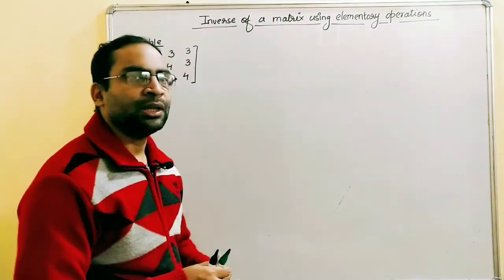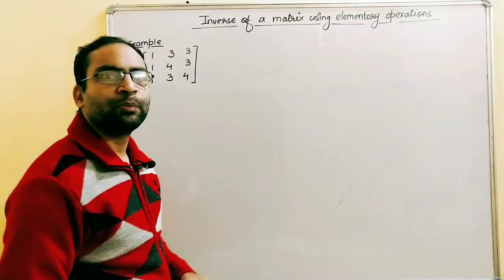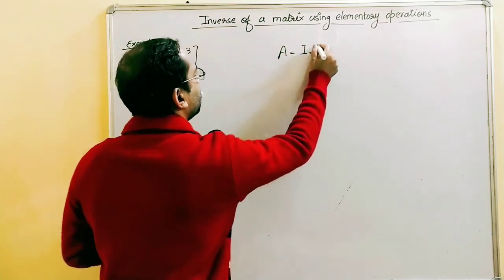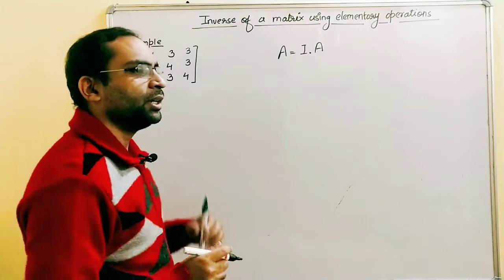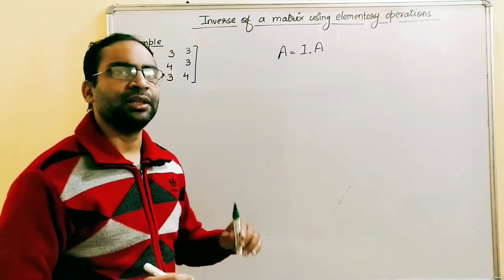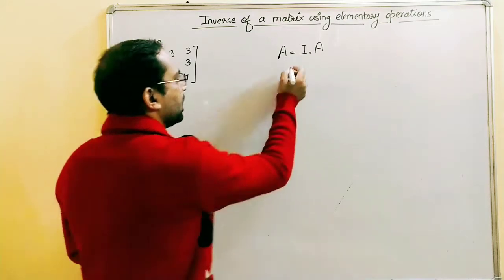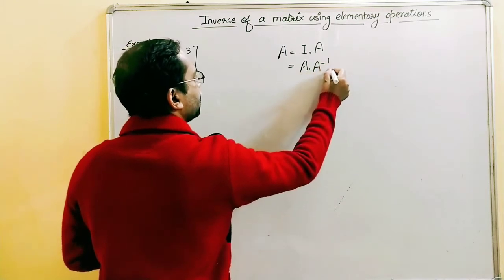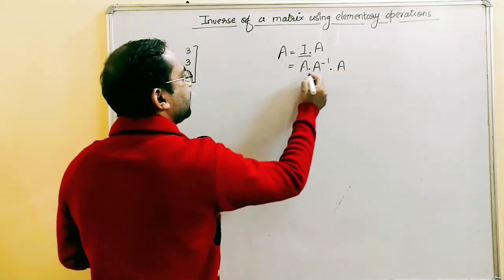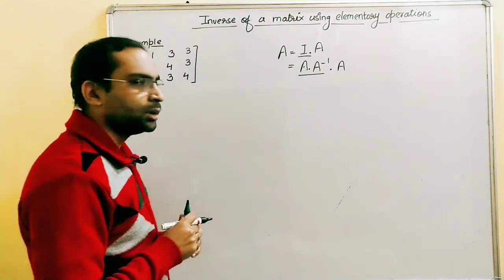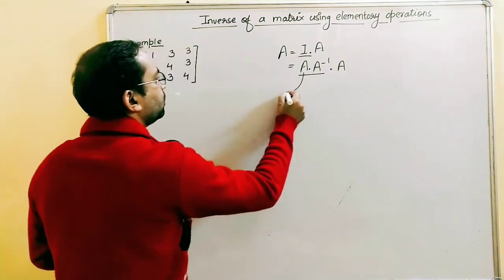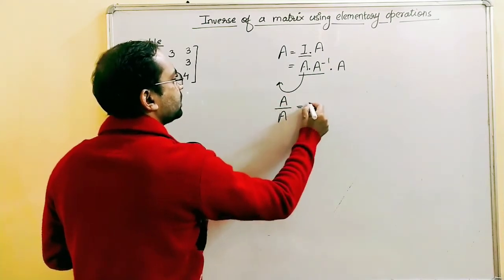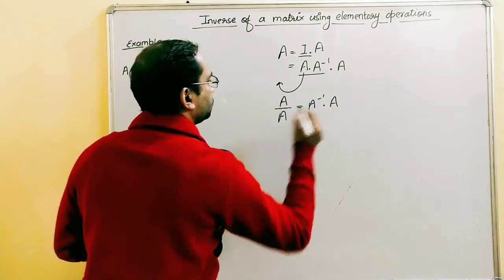Let's see first the concept. As we know, by the identity property of a matrix, A can be written as I dot A. And as we know, if we multiply a matrix with its inverse, we get the identity matrix. So I am writing, instead of this I can write A dot A inverse. So in place of this I have written A dot A inverse. Now I am bringing this A onto the left hand side. So this will be A divided by A. This is equal to A inverse dot A.